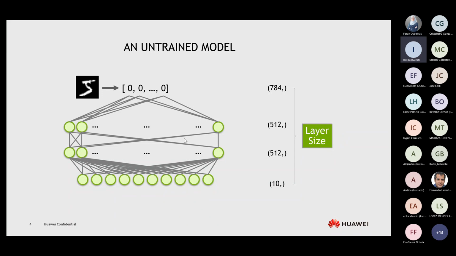Sorry, I have a question. For example, each one of the 10 on the downside is connected to all of the 512? Yes. Oh, I see. So every neuron in one layer is connected to every node on the upper layer. Exactly. That's what the Dense Keras layer means.